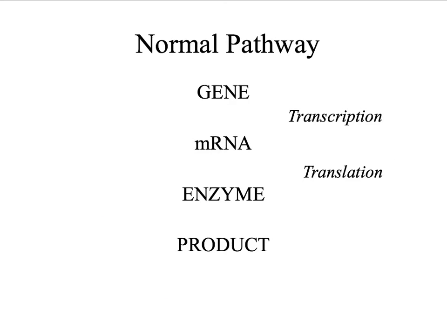Let's consider what the normal pathway would look like and then what different regulations would look like. Normally, as we just said in the central dogma, we start with a gene that's on our DNA. The gene gets transcribed, or turned into mRNA. That mRNA gets translated into an enzyme, which remember is our protein. And then finally that enzyme produces a product. That product can do a variety of things in your body.